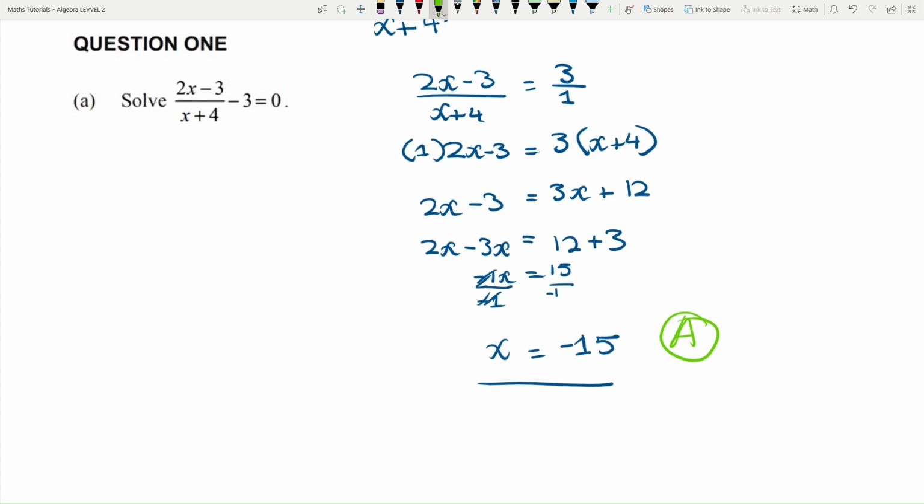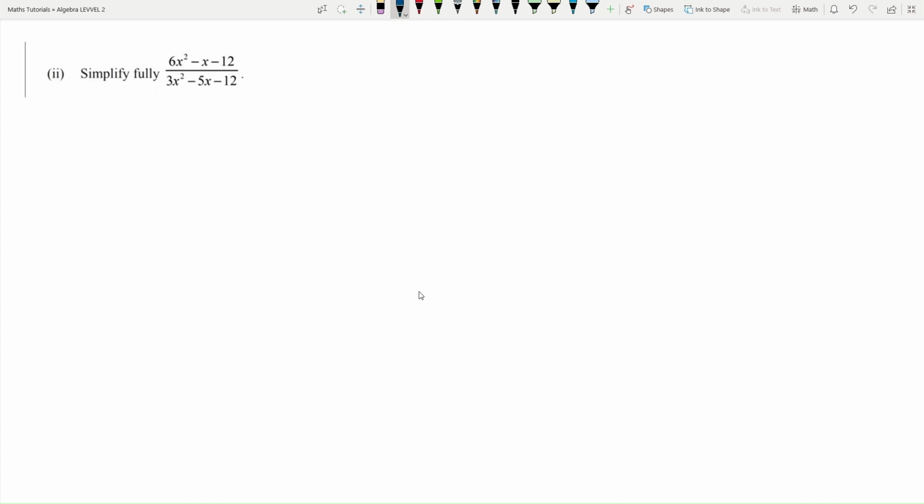So now let's move on to the next question. Alright, question 2. So we have to simplify this equation, and how we're going to do this is by factorizing. So this way it is possible to simplify the equation. So the first step is you're going to factorize the top and the bottom.